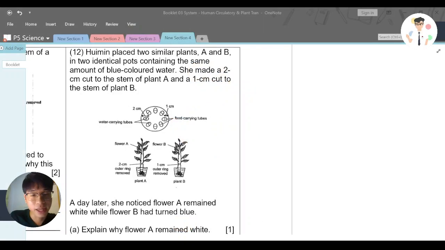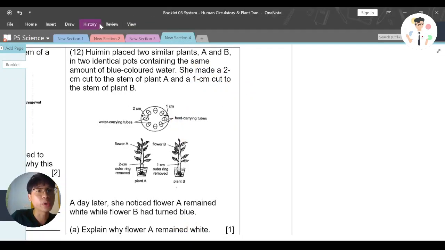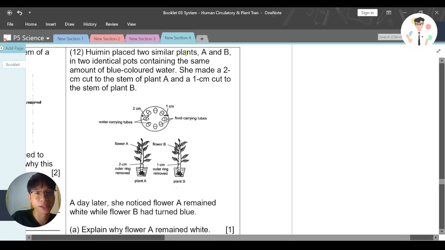Welcome back to your class, and now we are looking at this question. This question says that Hui Min placed two similar plants, A and B, in two identical pots containing the same amount of blue color water. So basically all of these are similar plants, identical pots, same amount of water. All these things are basically the constant variable, something that remains constant.